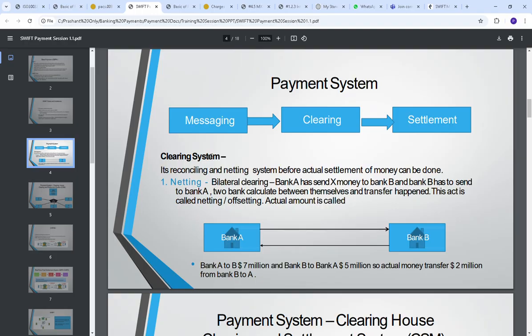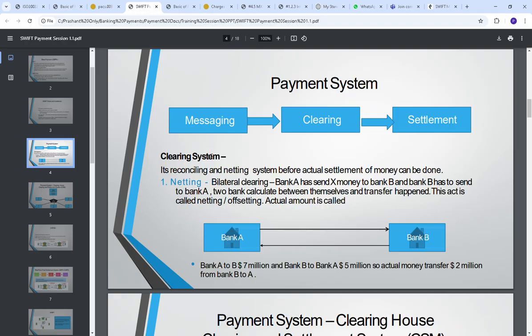And don't consider that only one bank is there. There are hundreds of banks attached to RBI. So by the end of the day, or by the cycle times or the batch timings, this settlement is done between two banks, and this settlement is done by RBI. The messages are used by RBI.